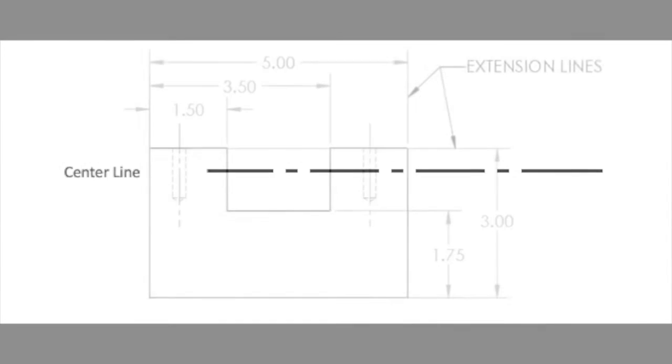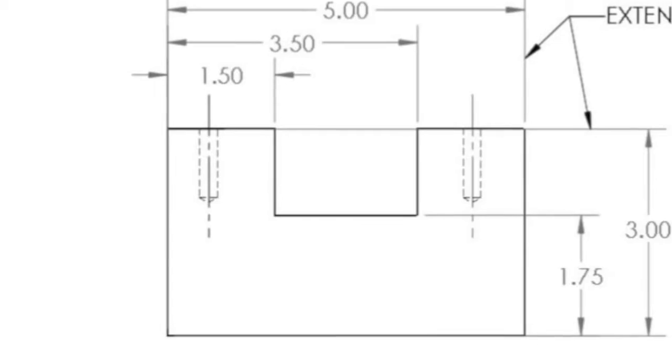A center line is a line that is made up of a series of long and short dashes. A center line is used to show the center of an object. Center lines are most commonly used on round objects such as pipes, holes, and round stock.